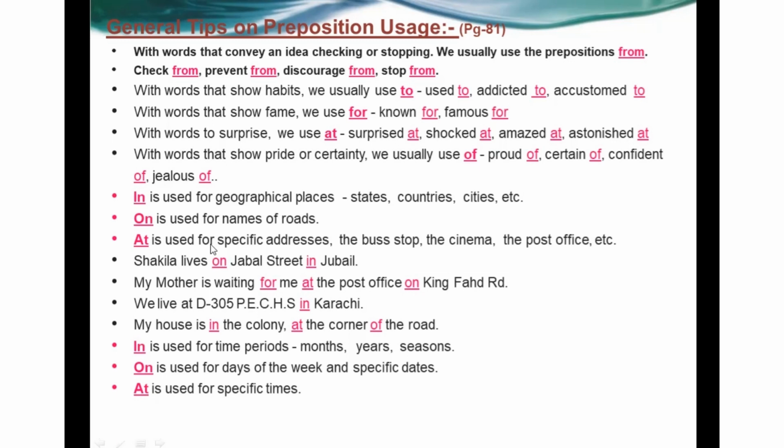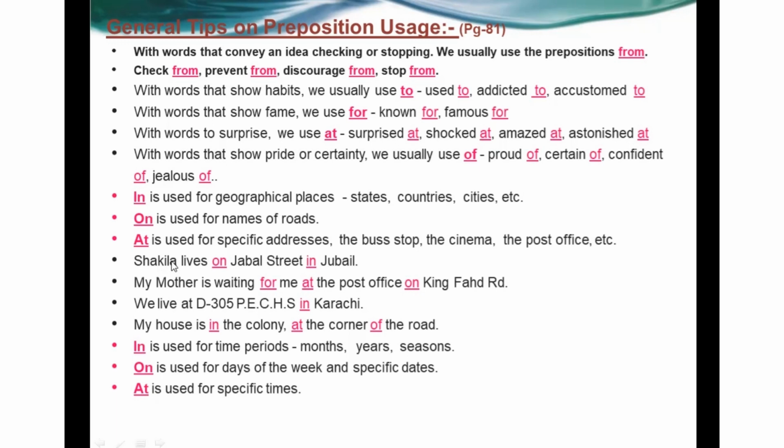Okay, and if some place name is given, for example some city, country, some area, and any person is inside it, we will say she is in. In is used for that. Okay, now let's see the next example. I will repeat this line again. At is used for specific addresses, the bus stop, the cinema, the post office, etc. There can be so many things where we use at. And okay, see the next one, how it is used in a sentence.